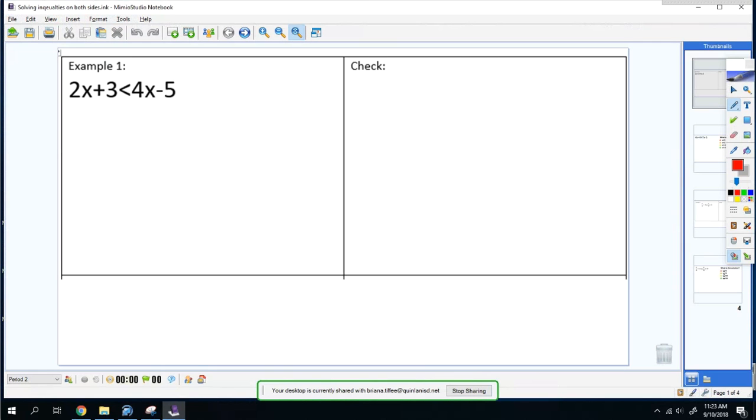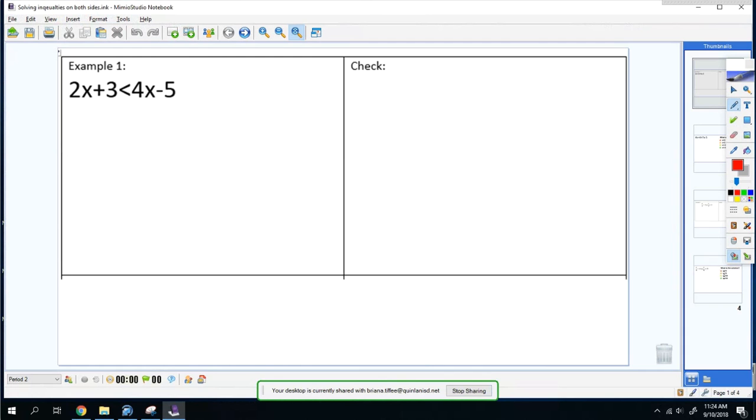All right. So yesterday we did equations with variables on both sides. Today we're going to do inequalities with variables on both sides. And actually, these will be almost exactly the same as the equations you did yesterday. I just want to show you that it's the same steps, except when you multiply or divide both sides by a negative, the inequality sign will flip.